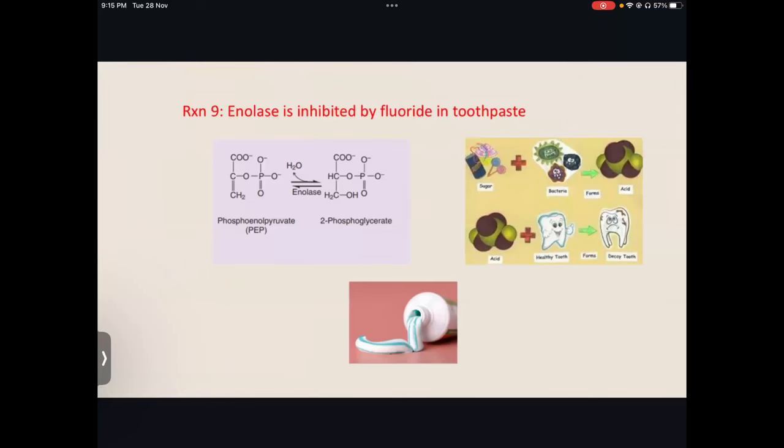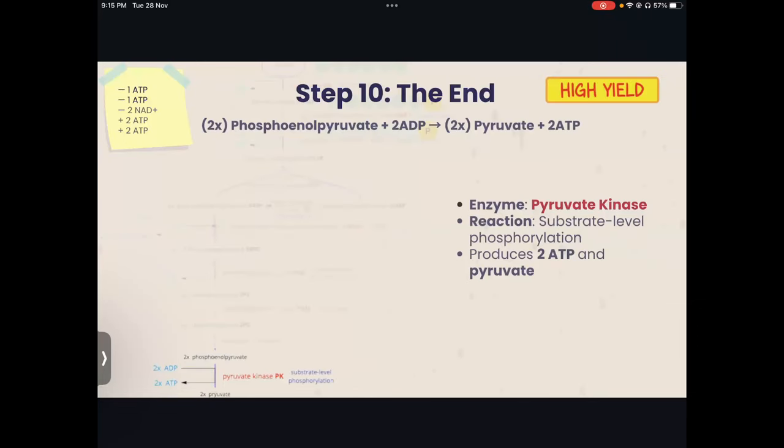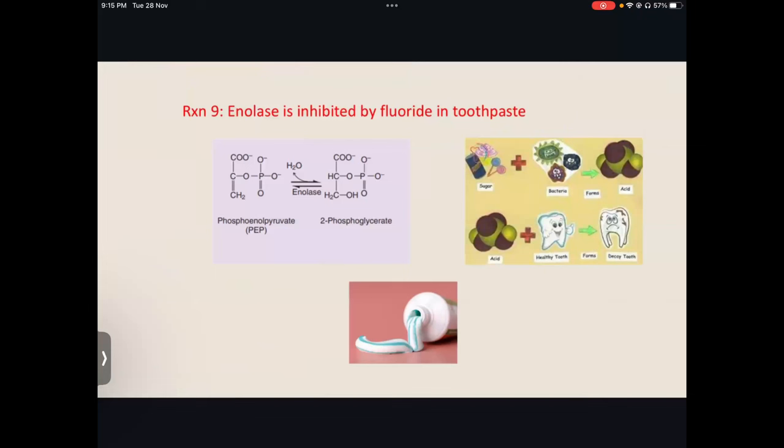And what's important to note is that enolase, the enzyme that undergoes this reaction, is inhibited by the fluoride in toothpaste. So toothpaste contains a chemical called fluoride. This fluoride works by inhibiting enolase. And the reason why this makes your teeth cleaner is because there's enolase in bacteria. So inhibiting enolase will stop bacteria from being able to carry out glycolysis or metabolism on their own. And so this will inhibit the growth of bacteria or kill bacteria, whatever it is. It will just keep your teeth cleaner.